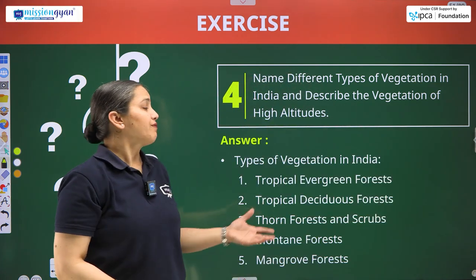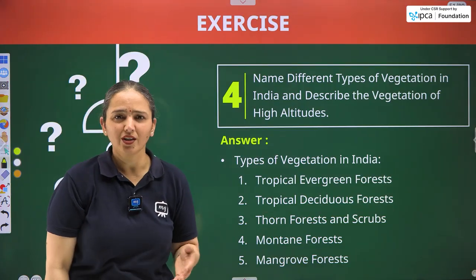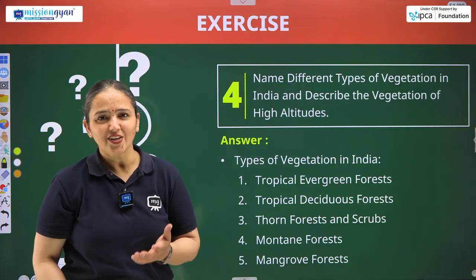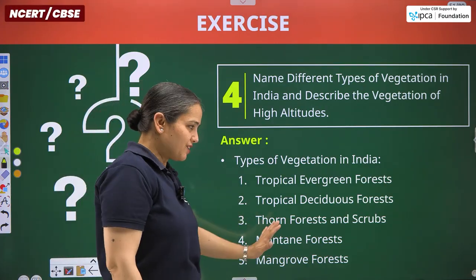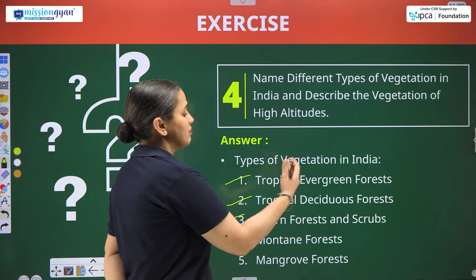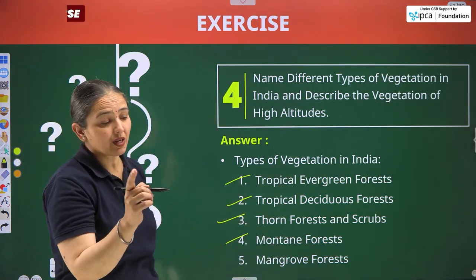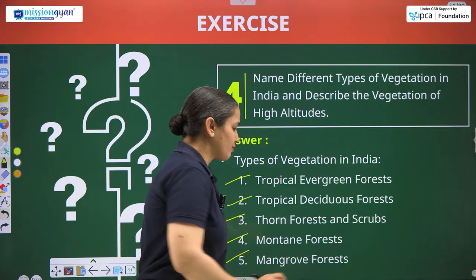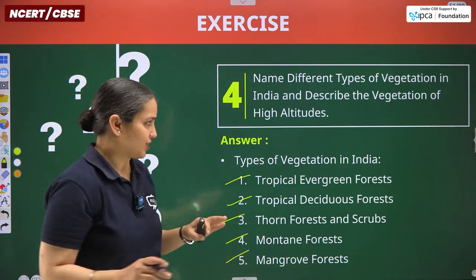So, different types of vegetation found in India. I had asked the question, how many types of forests are there? Kindly check it afterwards. I'm the one who is giving the answer right now to you. So there are 5 types of forests: tropical evergreen, tropical deciduous, thorny forest, along with thorn and scrub forest, montane, means mountain forest, and mangrove forest. And I hope you still remember the features for all of these.